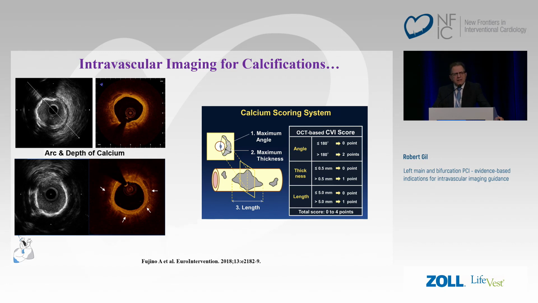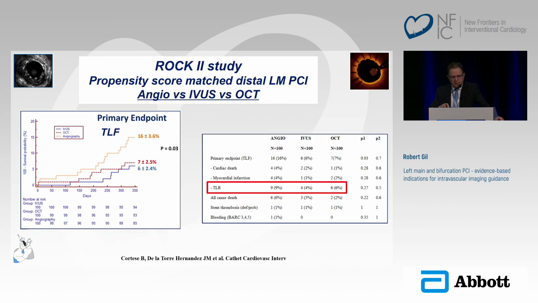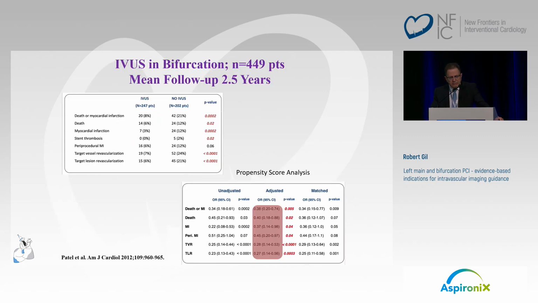So for distal left main, there is no contraindication to perform OCT. The problem is with the proximal part of this structure. Of course, we have fewer trials. We still have to collect data on the left main with OCT. However, for example, the ROC2 study showed that the clinical value is very similar to IVUS, and we should do that instead of IVUS.